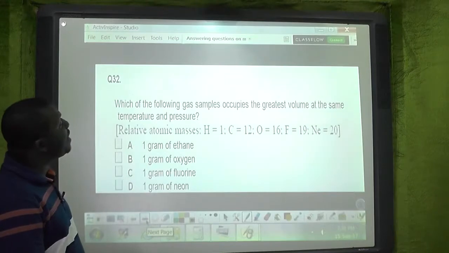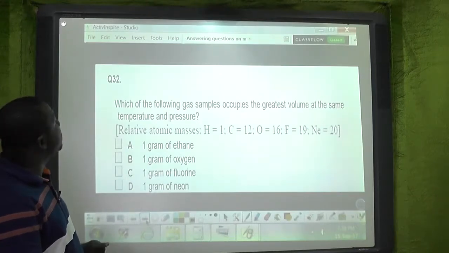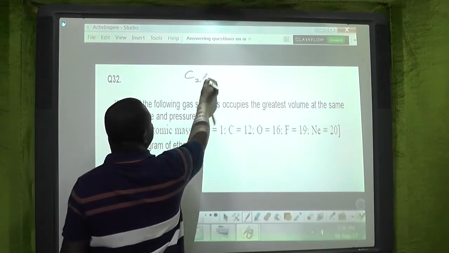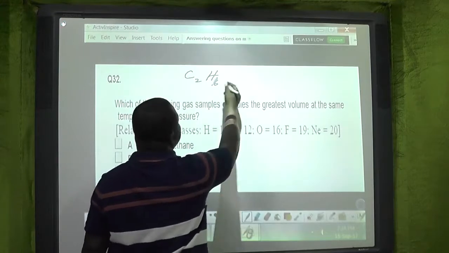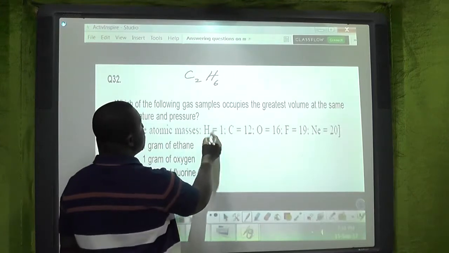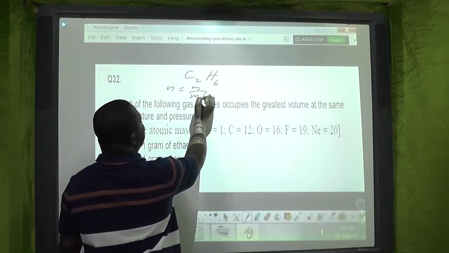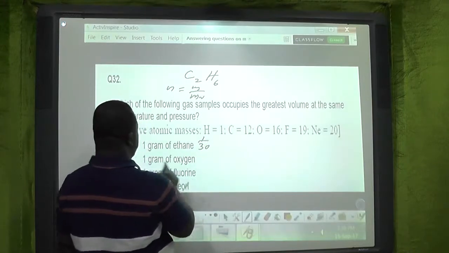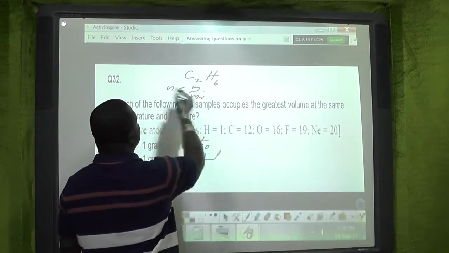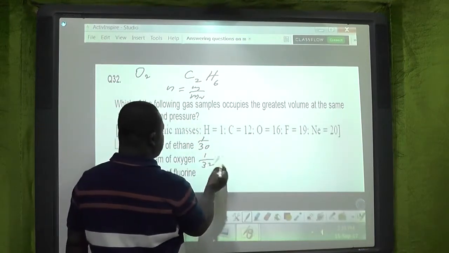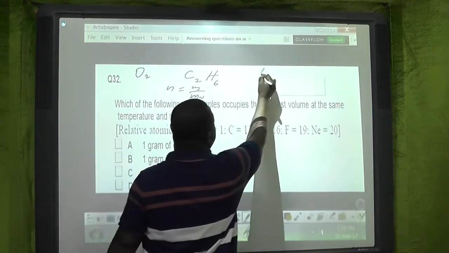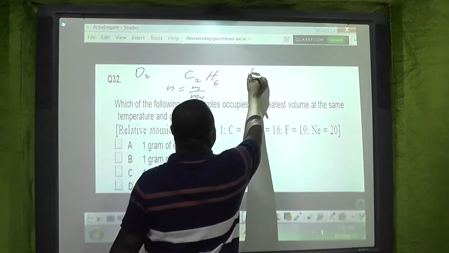Let's go. Which of the following gas samples occupies the greatest volume at the same temperature and pressure? Of course, ethane. Ethane is C2H6, which is 24 plus 6, which is 30. So for 1 gram of ethane, the number of moles is mass divided by molar mass, which is 1/30. Okay, 1 gram of oxygen is 1 divided by MR of oxygen. Oxygen is O2, so it's 32. 1 gram of fluorine is 19, so 38, because it has to be F2. It's diatomic.